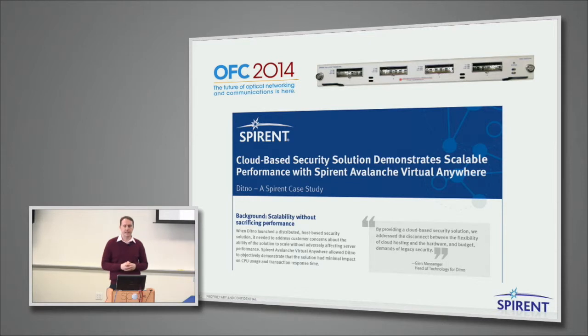And then the second example is a case study we recently did in Australia with a startup who's focusing on security as a service. We took our Avalanche software and put it in the Amazon cloud, and this allowed this security as a service vendor to validate the performance of their security solution in the cloud. And going forward, Spirent's very focused on working with the large manufacturers and service providers in helping them transform their products and networks to deal with this incredibly speedy transformation to virtualization, NFV, and SDN.